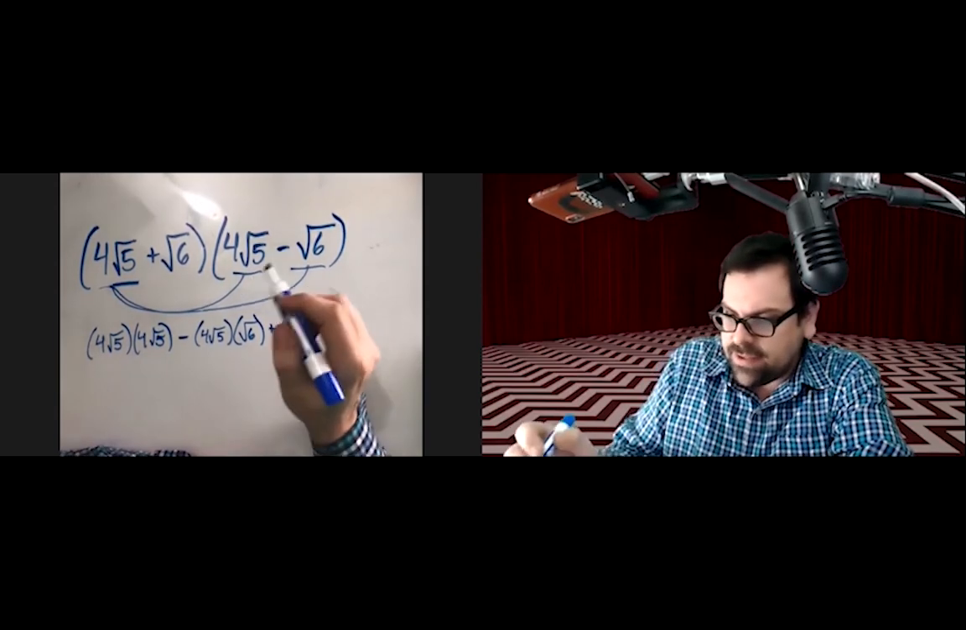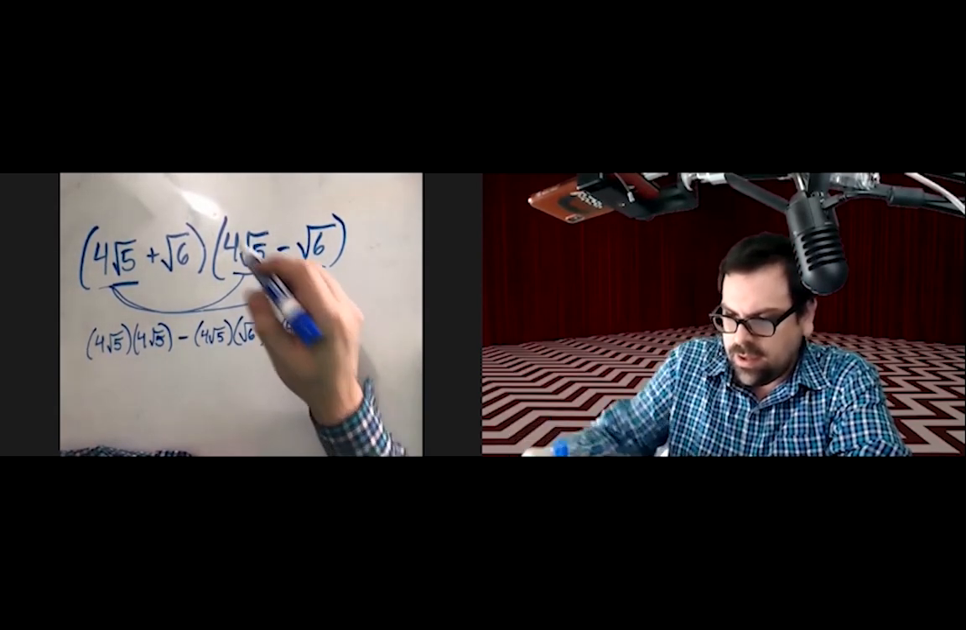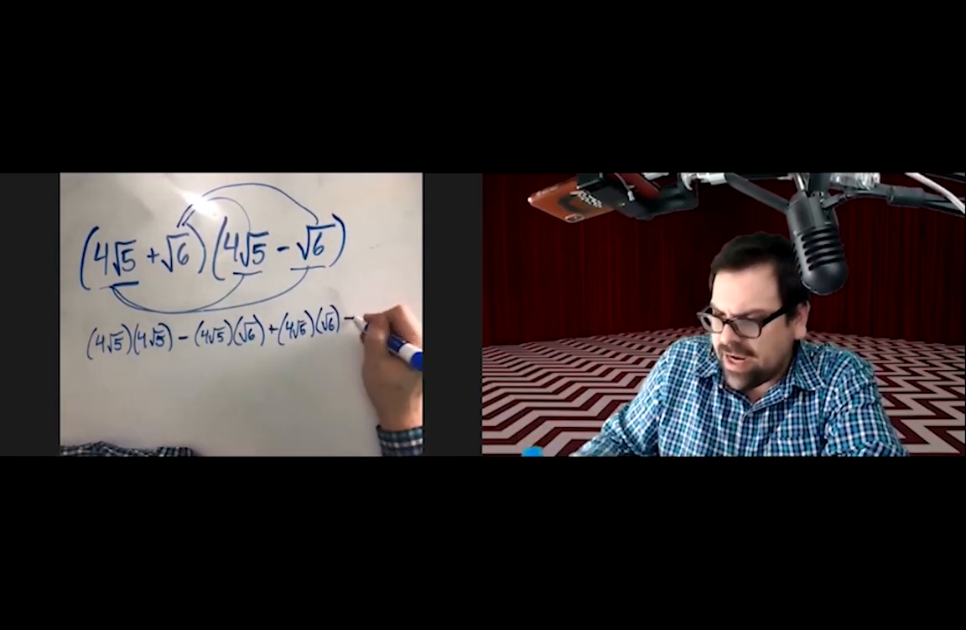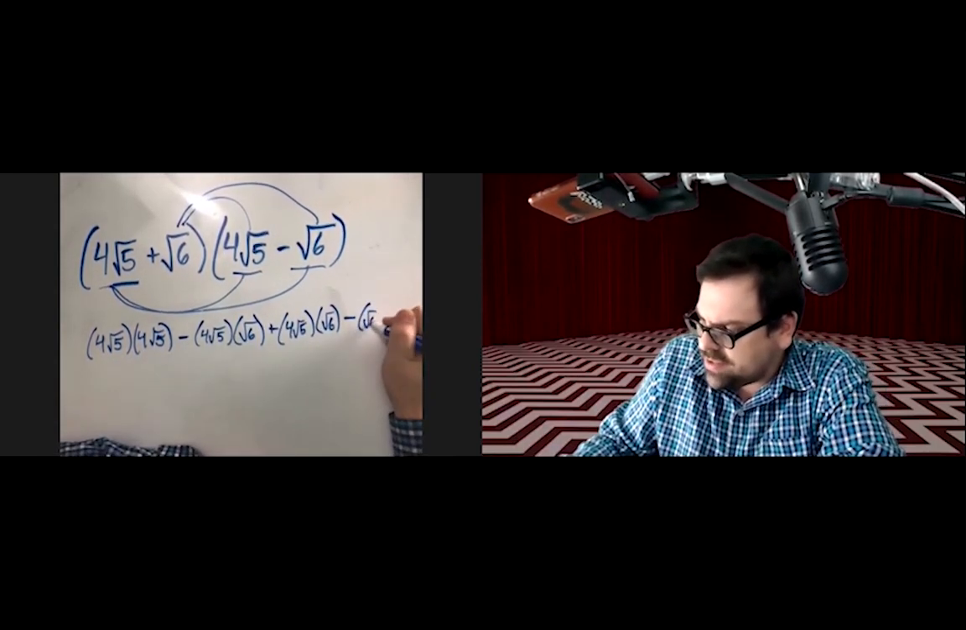And then last, so we just did inner, now we do last. Positive times negative is negative, radical 6 times itself.